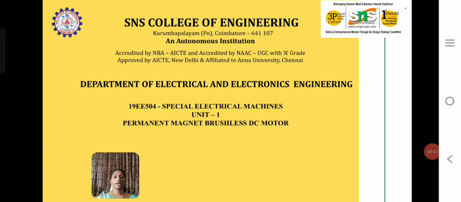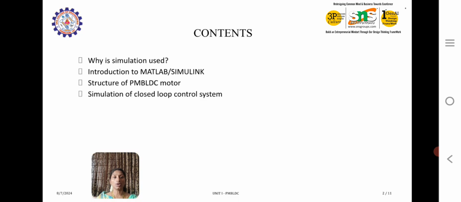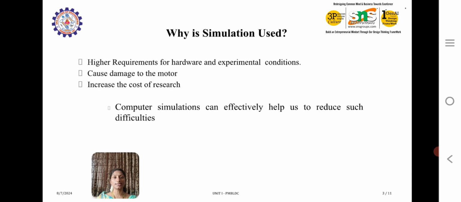Hello all. As a continuation of my lecture series in special electrical machines, after discussing so many topics, I am going to conclude this unit with a simulation. In this video, we are going to discuss why simulation is used, and a small introduction about the MATLAB and Simulink tool, and the structure of the PMBLDC motor and simulation of a closed loop control system using the PMBLDC motor. So why is simulation used?